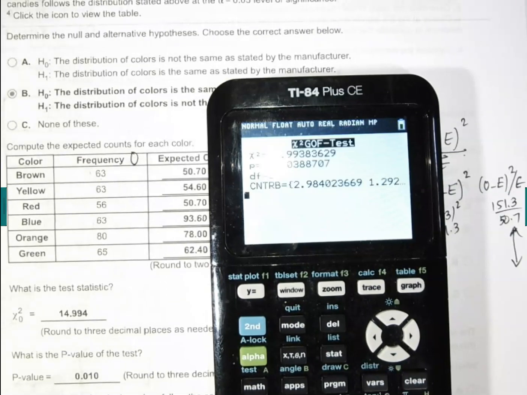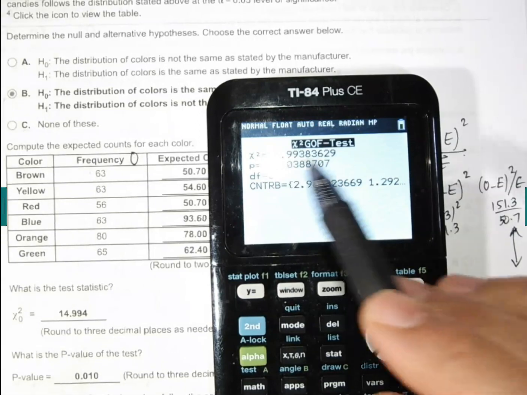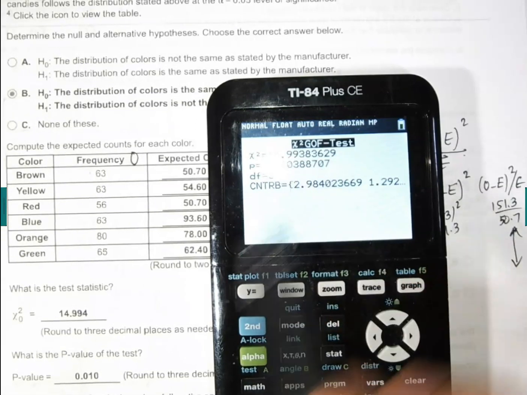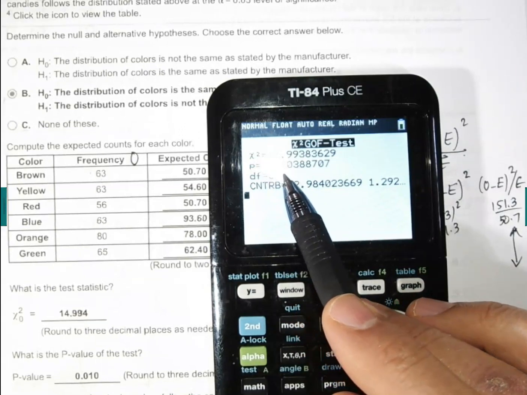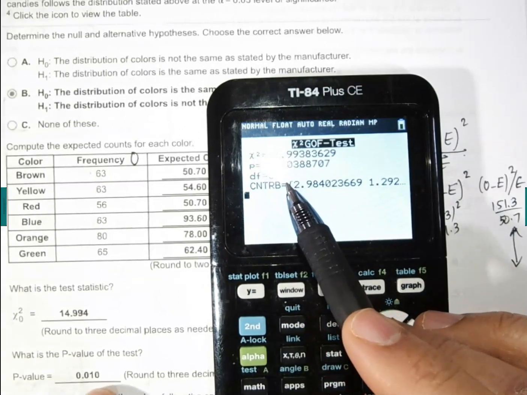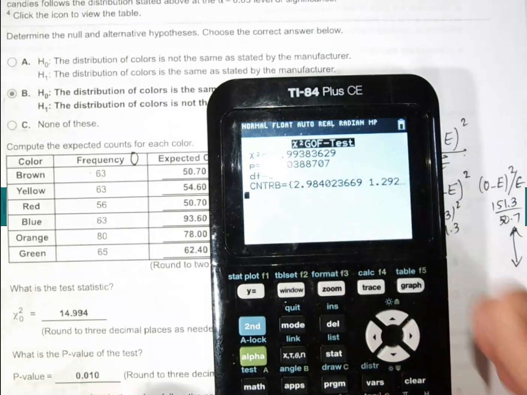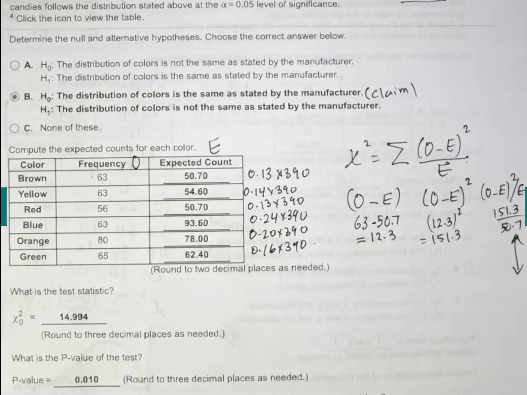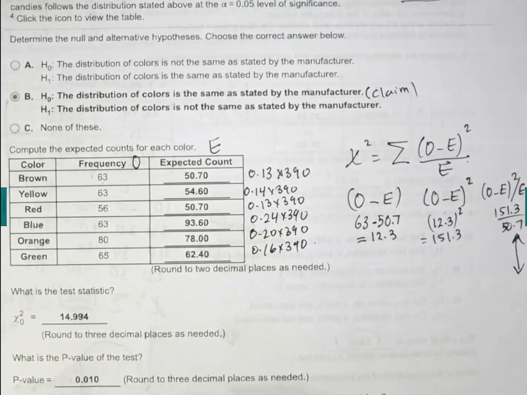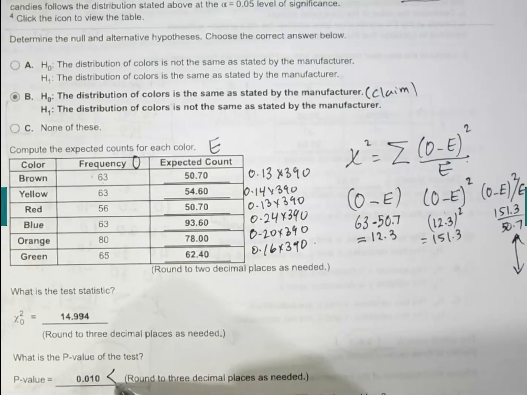Calculate. Okay, your test statistic, guys, is 14.994, and look, it matches with the answer right there. Your p-value is 0.0104. Well, he wants 3 decimals, so 0.010. So that's how you use the calculator to do that. 0.010. And this is less than alpha because he gives me alpha to be 5%.